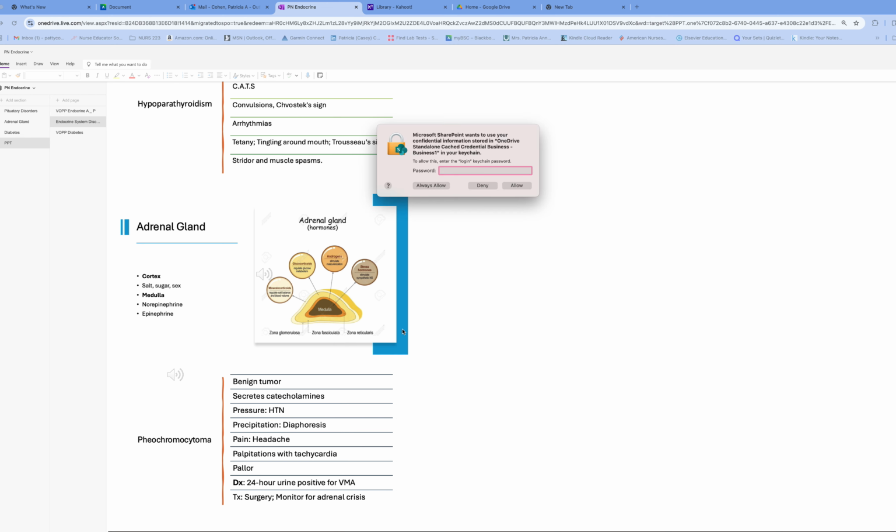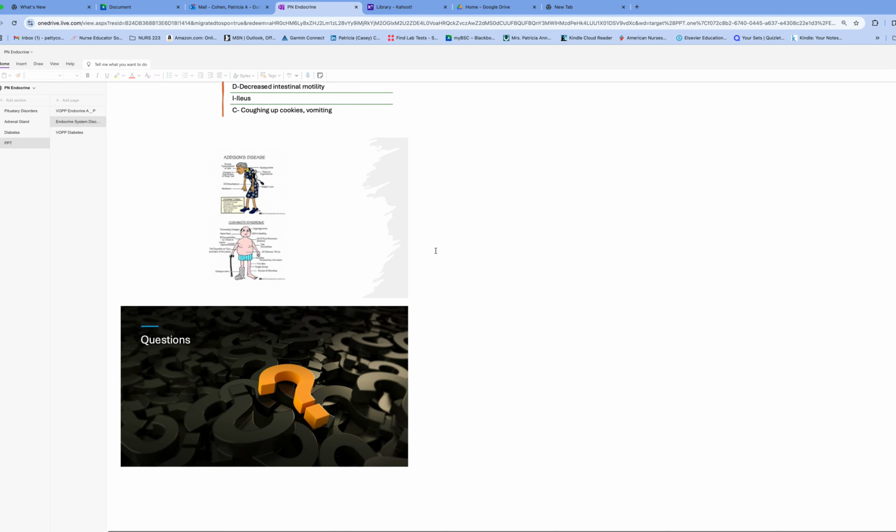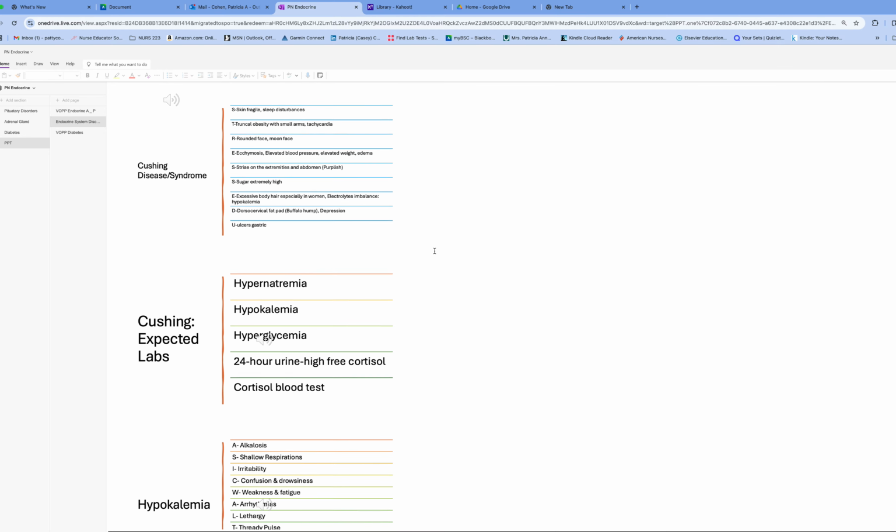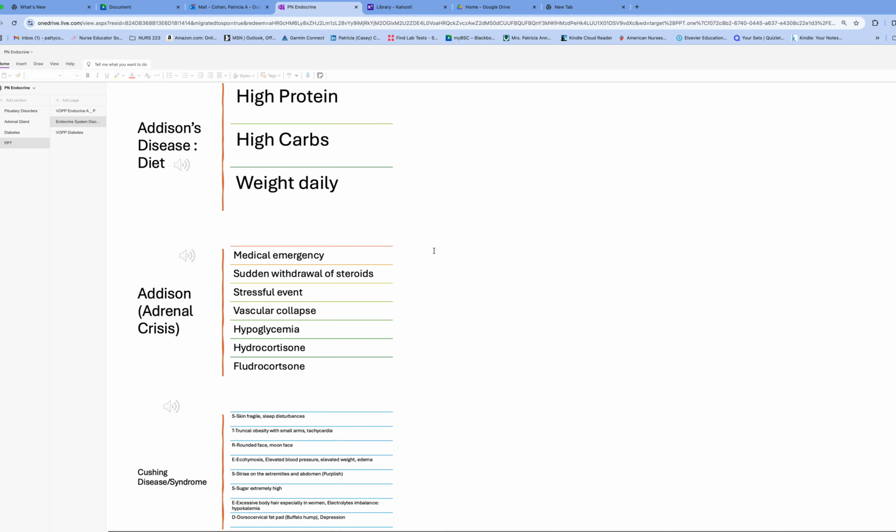They'll be very pale except when they get that throbbing headache, okay? Now we're going to go, let me go back up here.